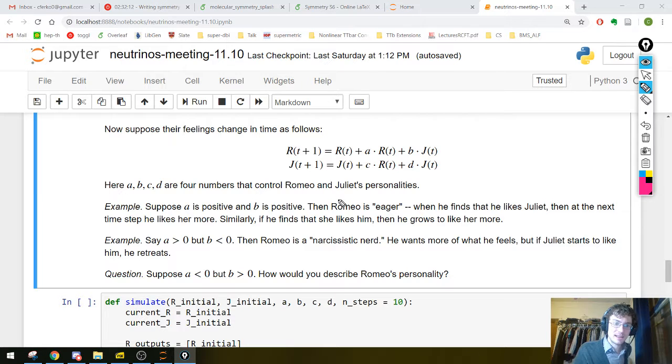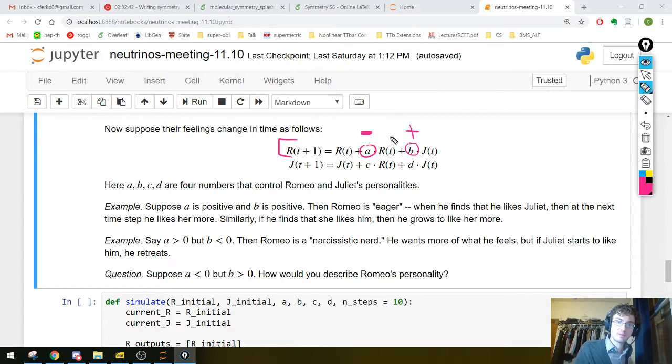Here's a new story. What if A is negative, so this is a negative number, but B is positive? How would you describe Romeo's personality? The less that he likes her, well, wait. The less that he likes her, the more she likes him. Well, we only know how much he likes her at the next time step, right? Because A and B only tell us about Romeo.